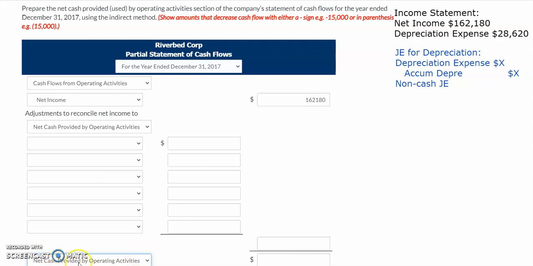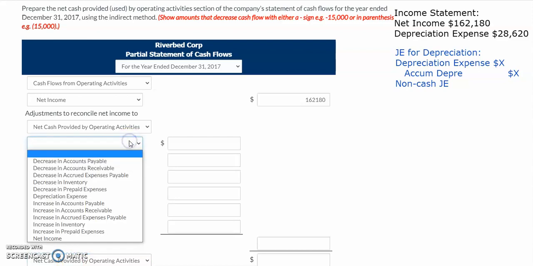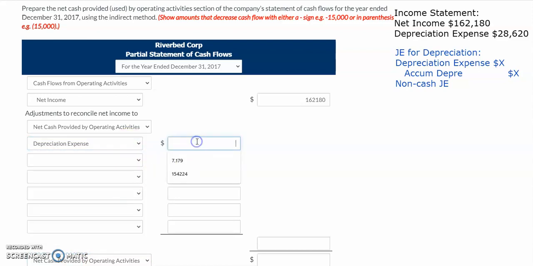So if it is positive, which we typically expect for operating activities, then we would use the word provided. If it is negative, that means that we used more cash than what was collected from normal transactions with our customers, then it would be using the word used. So please make sure that you pay attention to the wording in the drop-down menu. So the first reconciling item is going to be depreciation expense, and we're going to add the depreciation expense. So I'm going to include the dollar amount here.